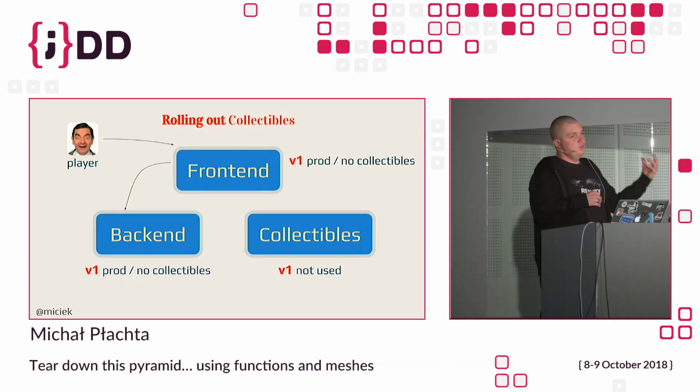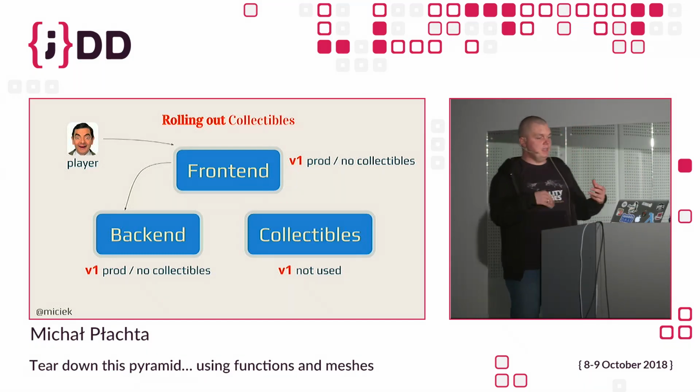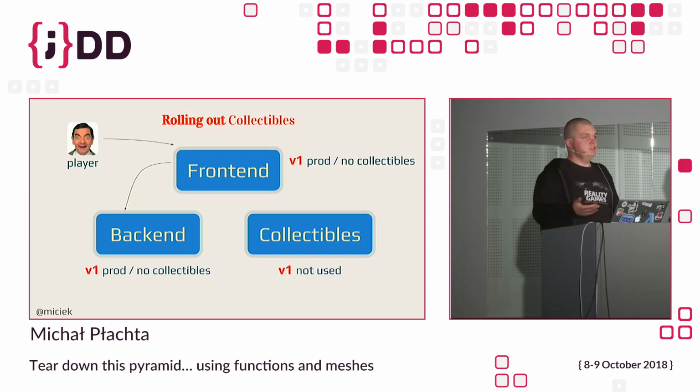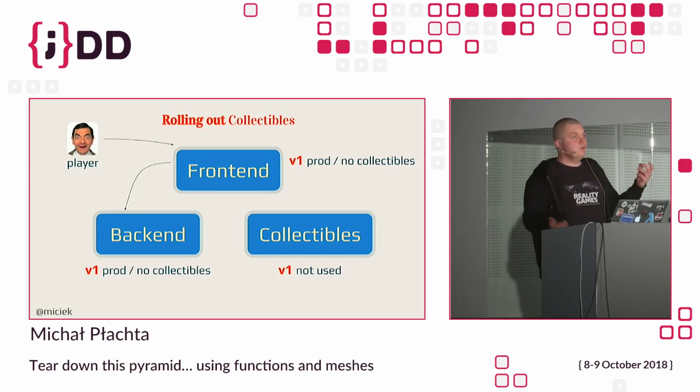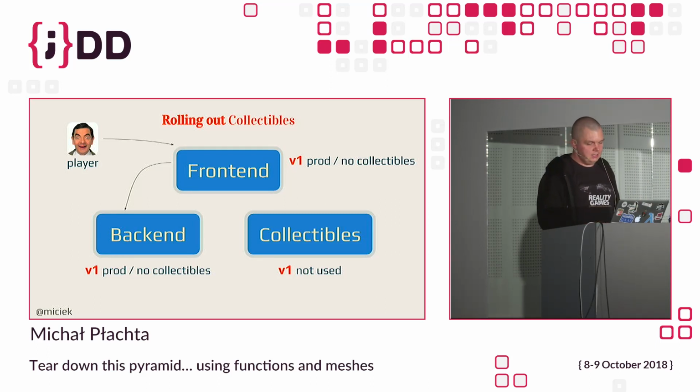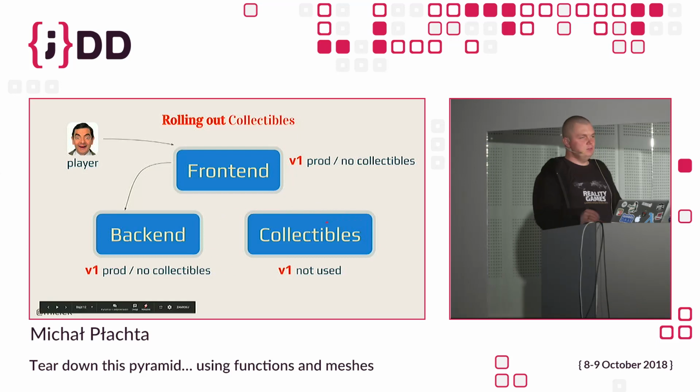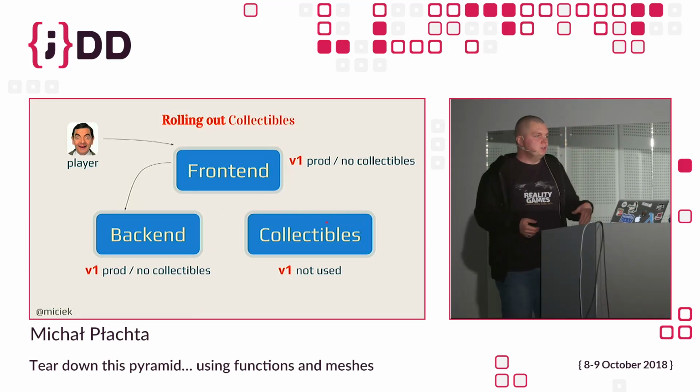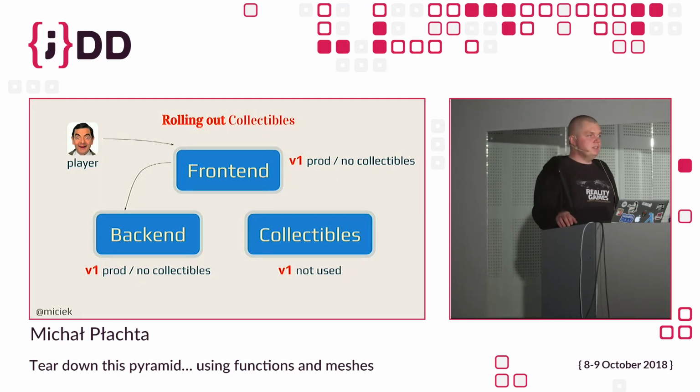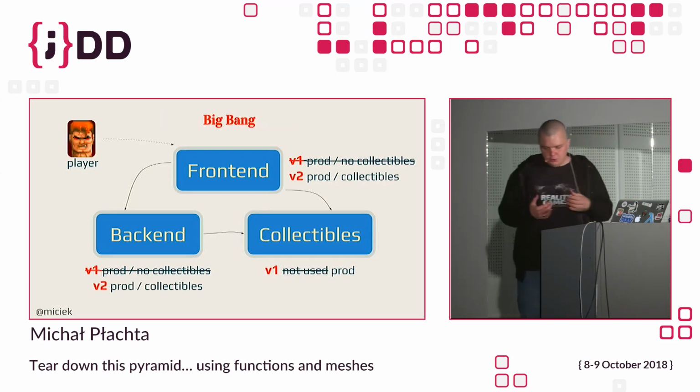So we have this player which connects to the front-end, and then the back-end serves this old implementation, right? So the grid and just moving around in this grid without the integration with collectibles. And we have this collectibles version 1, which is not really used. We can, of course, use Postman to test it or do some automated tests using real HTTP, but it's still not there. What we want to do is push it on production, right?